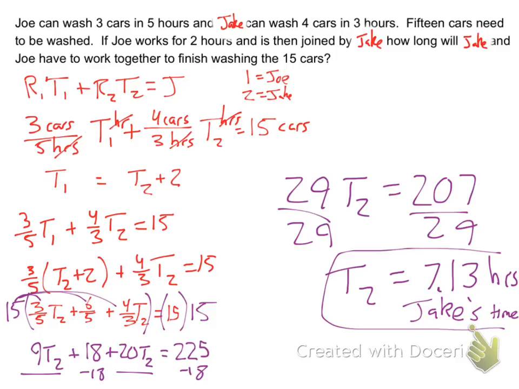Now, if I wanted to find Joe's time, I can just put that into this one, right? If I add 2 hours, Joe now actually works what? Oh, 9.13 hours is Joe's. Is that what it's asking us? How long each one works?